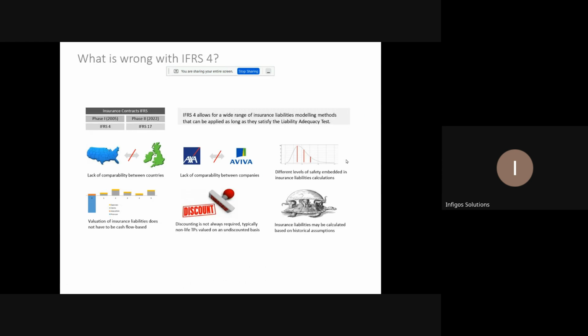So why are we moving from IFRS 4 to IFRS 17? This is a big question. There is a lack of comparability between countries in the profit and loss statement and balance sheet.